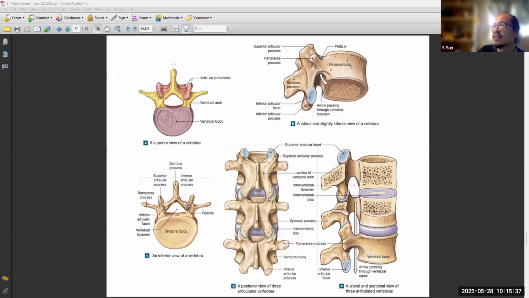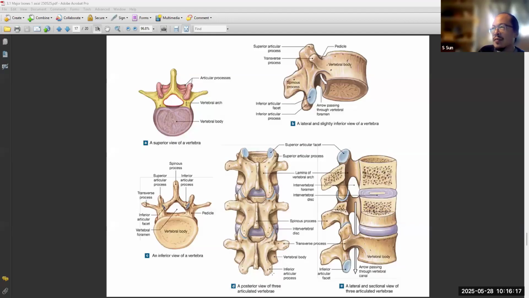You have one spinous process. Where is that? Let me see it here. Here, this one, the spinous process. You have one spinous process. You have 2 transverse processes right here, on the lateral side. And then you have 2 arcuate processes. One is a superior arcuate process, the other one is inferior arcuate.